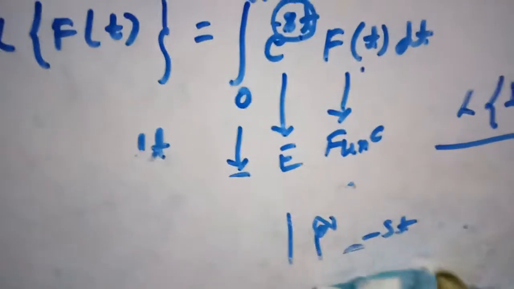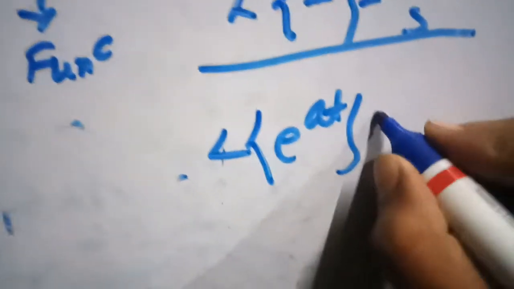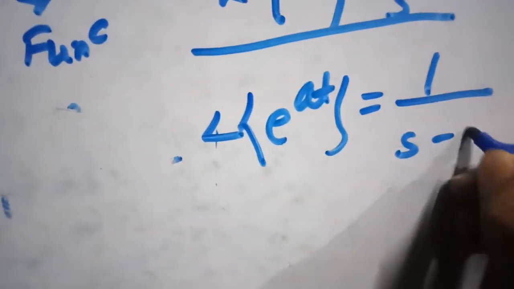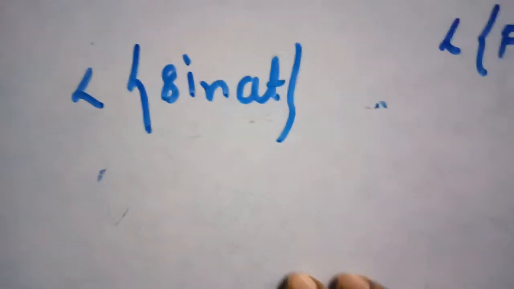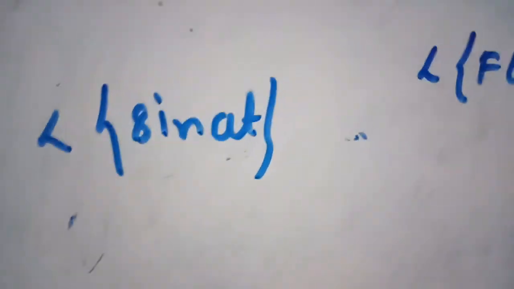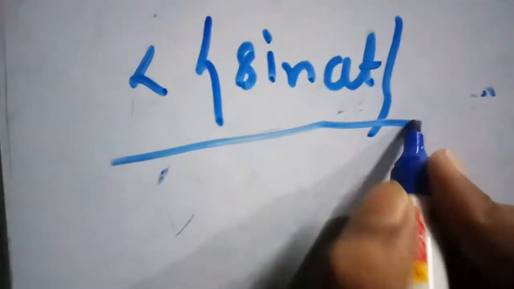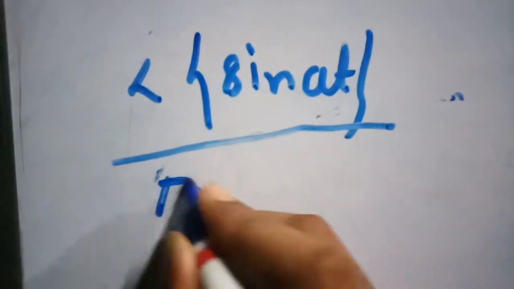Then the next one: we use this formula, that is, Laplace of e to the power at is 1 by s minus a. So we are trying to find the Laplace of sin at. So how can we find this value? For this we should use Euler's theorem.